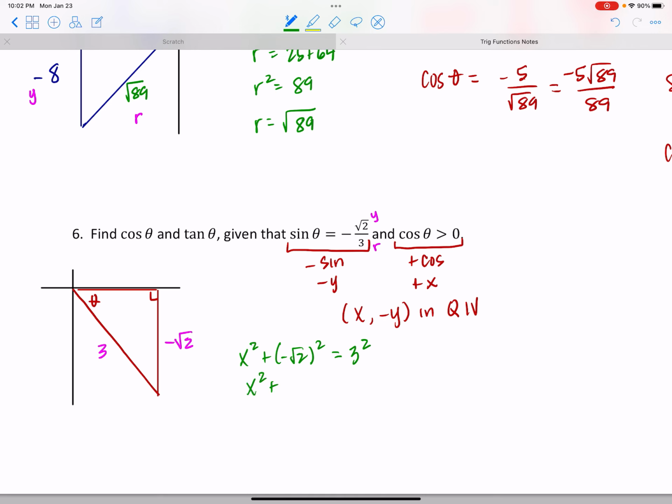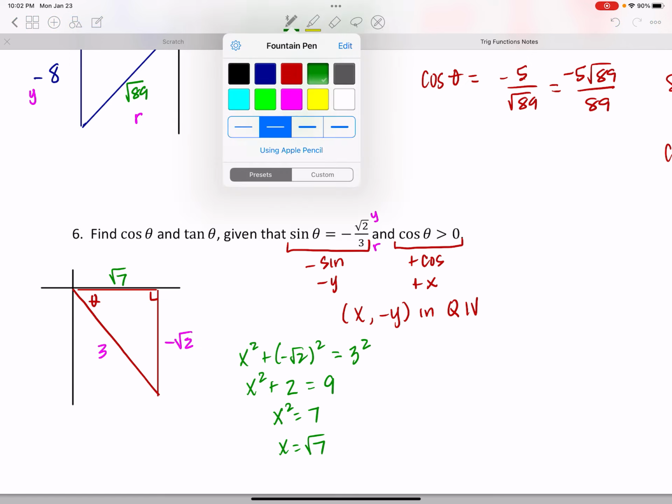So a negative radical 2 squared is going to be a positive 2. This is going to be 9, which we'll have to subtract the 2 from, which will give us 7. So x is going to be radical 7. So we're going to get a radical 7 here. It's the same concept. We're using the Pythagorean theorem. Just be careful because we're looking for x this time and not the radius. The radius was given.